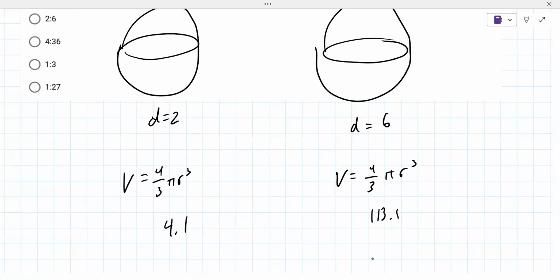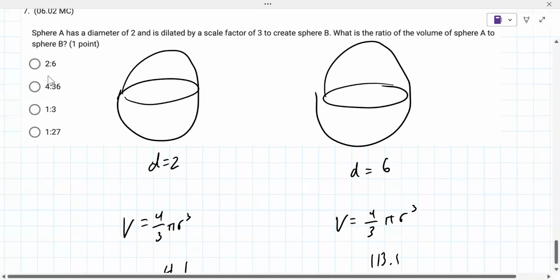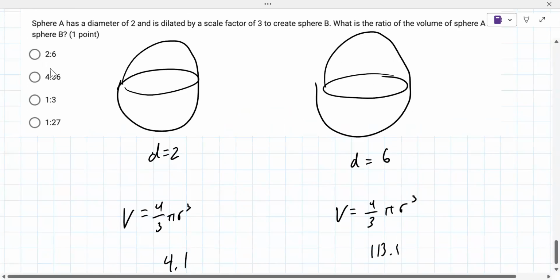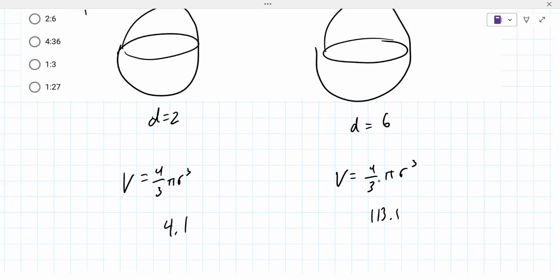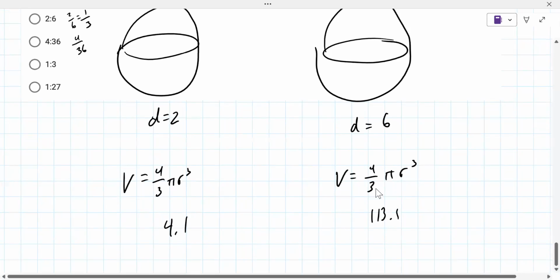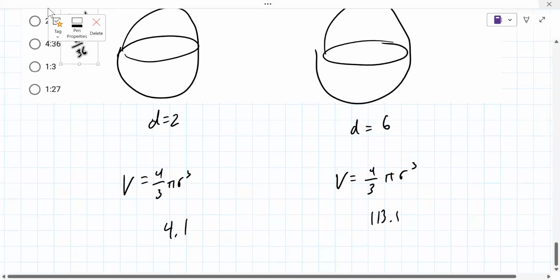4.19. Okay, so the ratios here, like the first one would be like 2 to 6, or you could think of it as 1/3. 2 divided by 6, which is 1/3. The second one is 4 divided by 36, but that's kind of hard to do because you want to go the other way, the bigger one divided by the smaller one. It's typically how you do it.